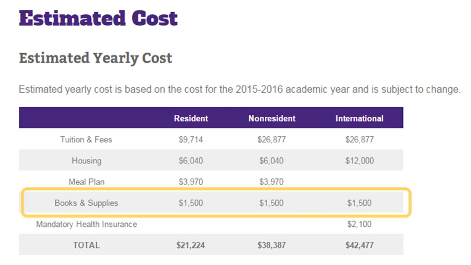We're not going to go over the mandatory health insurance because, again, this is for an international student. So that pretty much makes up the cost of attendance. Our financial aid word of the week is cost of attendance. We went through to see how tuition and fees play a part of our total, housing, meal plan, and also books and supplies.